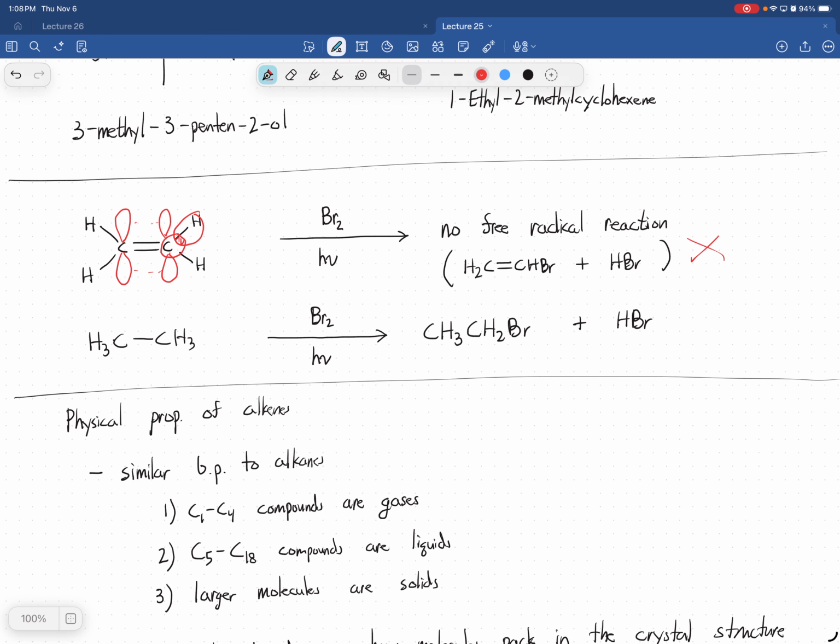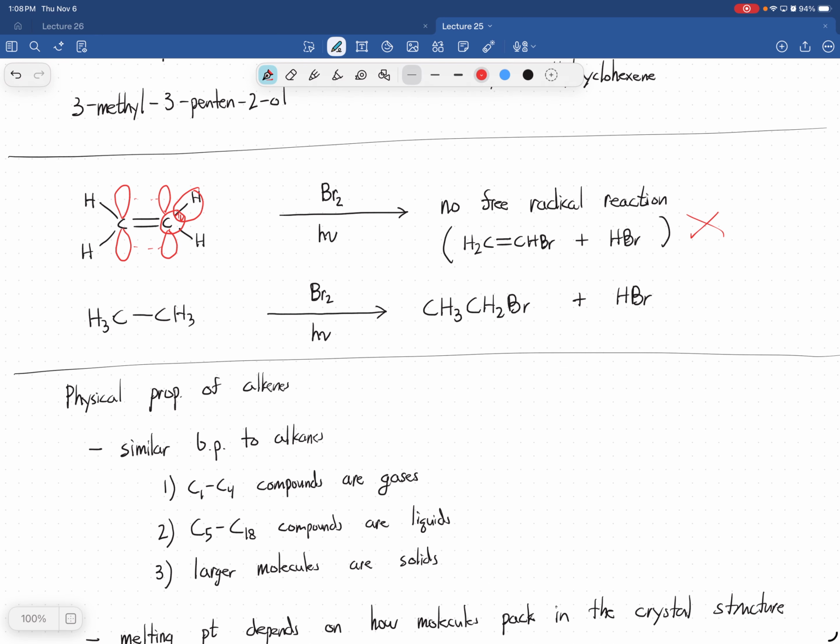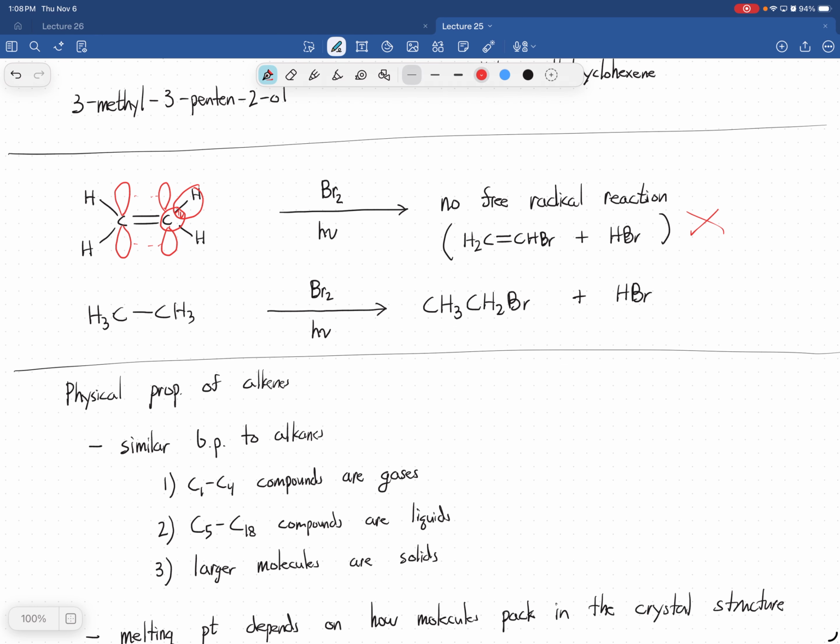So we went over alkenes last time. Just remember the double bond is usually weaker. I'll give you a little example here. Let's circle this double bond right here. This double bond is 65 kcal.